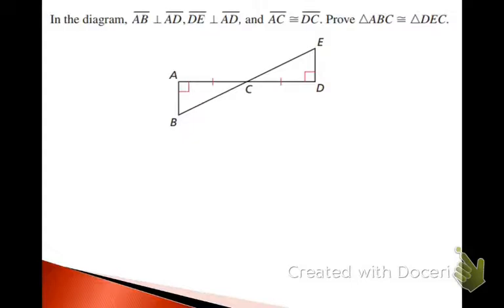So let's see what we have. We're going to compare one triangle to the other. We have a right angle. Is this angle congruent to another angle on the other triangle? It is. So angle A is congruent to angle D. What else do we have? Side AC is congruent to DC. And then what else do we have?